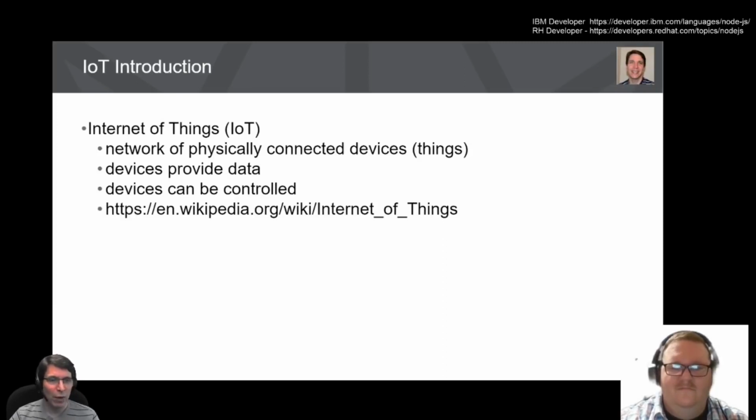So to start with, what is the Internet of Things? Generally, it's what's used to refer to a network of physically connected devices. These devices provide data, often a constant stream of things like temperature, pressure, and so forth. They can also often be controlled, though. You can send a message back to the device, and you could turn a light on or off, open a door, those kinds of things. And if you want a more comprehensive description, you can go and check out the Wikipedia listing for the Internet of Things.